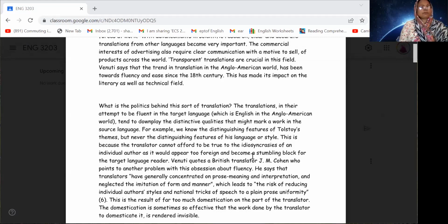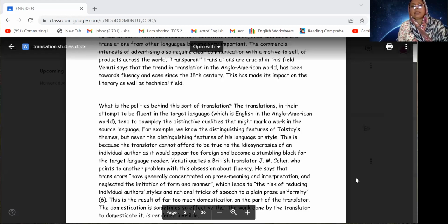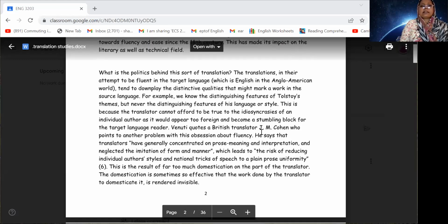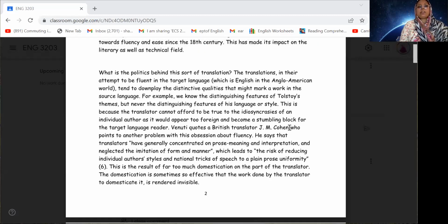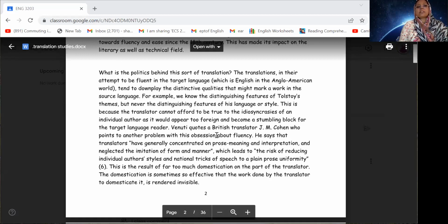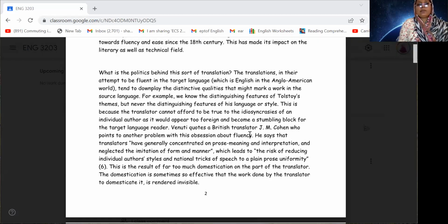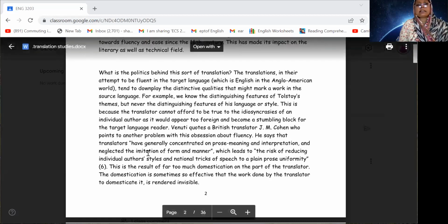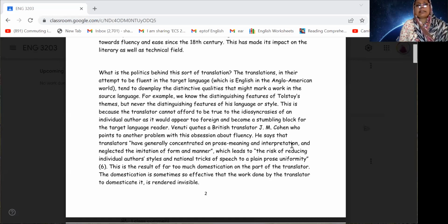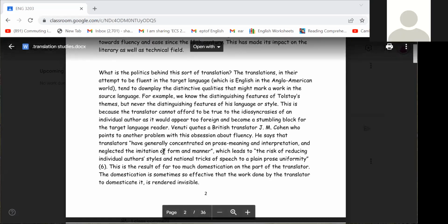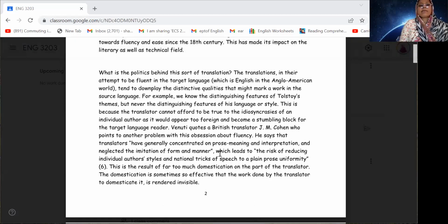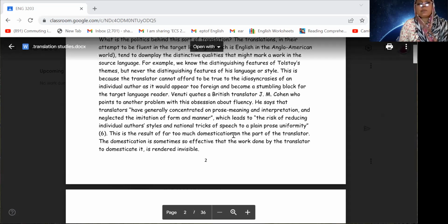Next, Venuti quotes a British translator, J.M. Cohen, তার সম্পর্কে বলেছেন, he was completely obsessed about fluency. Fluency নিয়ে সে খুব obsessed, সে খুব মোহাবিষ্ট। He says that translators have generally concentrated on close meaning and interpretation and neglected the imitation to form and manner. The form and manner টাকে তারা neglect করে। This is the result of too much domestication of the translation.